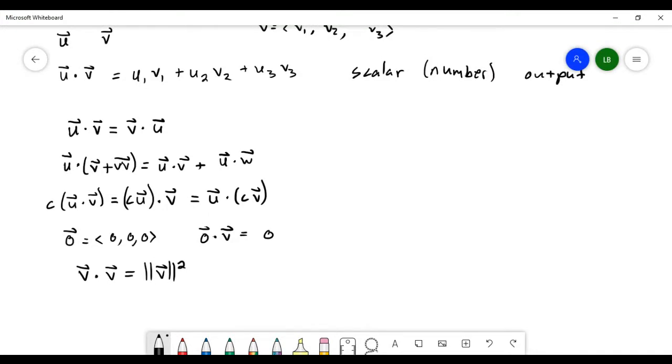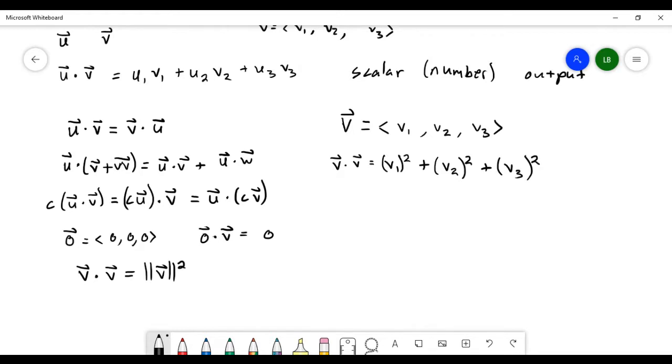So let's actually work through this. If we take a vector v, we know that it has components like this, and so on. But if we did v dotted with itself, well, that would tell us we take the first component v1 and multiply it by v1, which is v1 squared. We get the second one squared, and then we add the third one squared. With me so far?